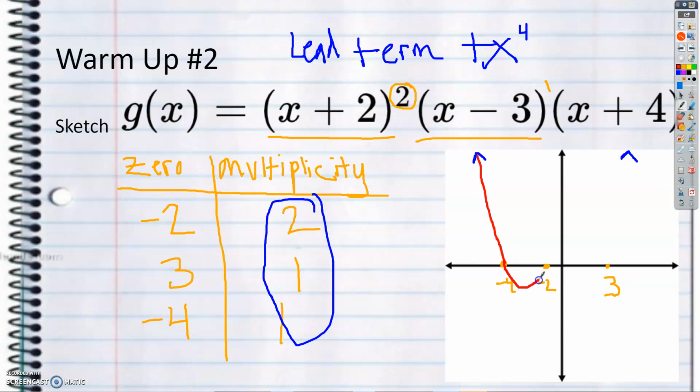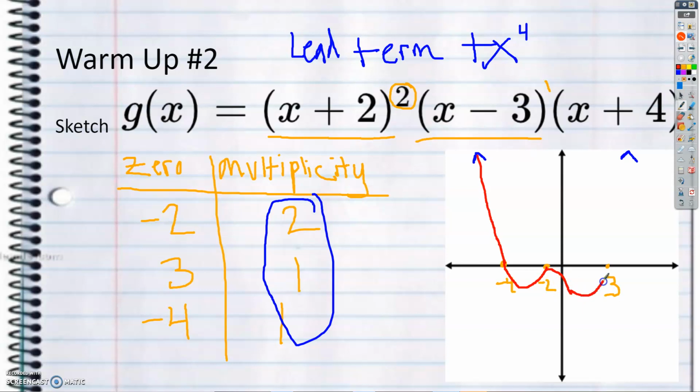And then my next x-intercept that I approach is negative 2. At negative 2, my multiplicity is 2, so that means it just bounces off, so it touches at negative 2, and then turns around and goes the opposite direction. So that's what I mean by bounces off. It touches it, and then goes in the opposite direction.